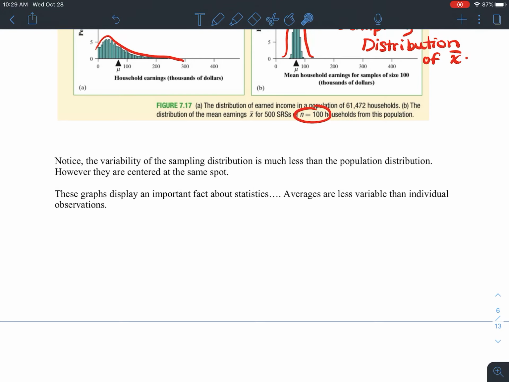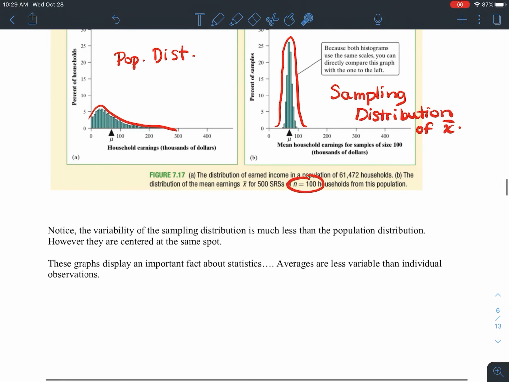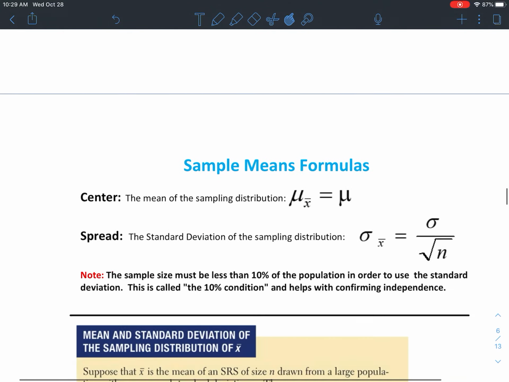But what I want you to notice just in this picture, and we'll look at that a little closer here, is that the variability of your sampling distribution is much less than the variability in your population distribution. Even though they're both centered right here on the same spot, you can see where mu is located. You can see how there's a lot more spread in the population distribution and much, much smaller spread in your sampling distribution. That's because when we average, which is what a sampling distribution is of, averages are a lot less variable than the individual observations that we'd be seeing in our population distribution.